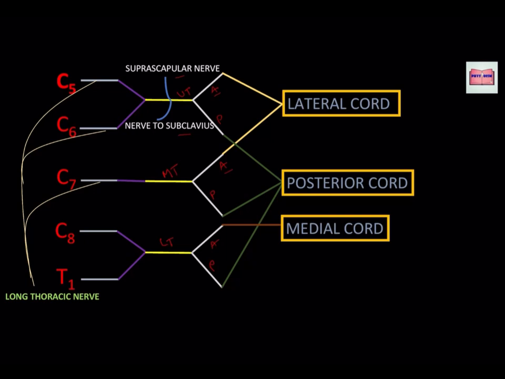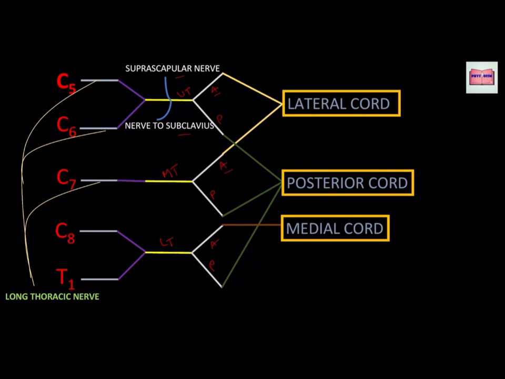So now we will see the root value of each cord. Okay. So firstly the lateral cord. If you see carefully, the lateral cord is arising from the upper trunk and middle trunk, right? Like from the anterior division of the upper trunk and anterior division of the middle trunk.